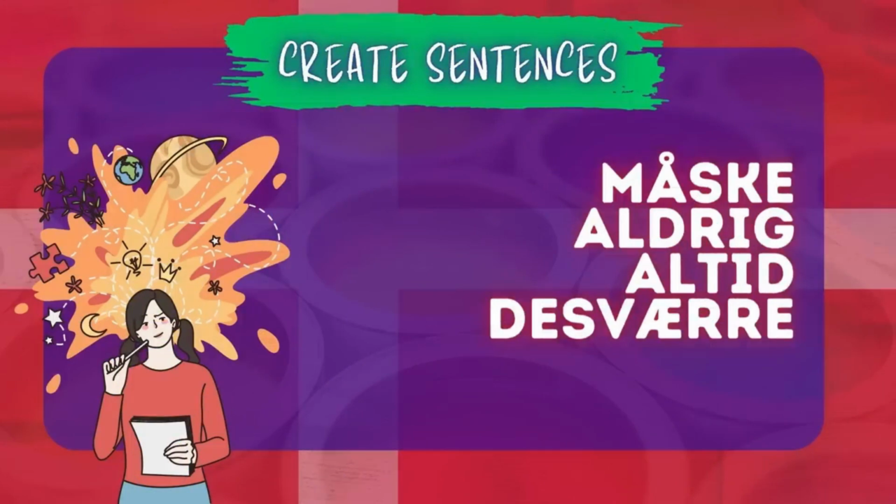Now remember, practice is key for mastering this artistic side of Danish. So now I want you to create your own sentences. Here are the 4 adverbs, måske, aldrig, altid, and desværre. Create any sentence that you like, at least 4 sentences using these adverbs, and send them to me if you like. I will read them, I will give you some feedback. Good luck, and I look forward to receiving your sentences.